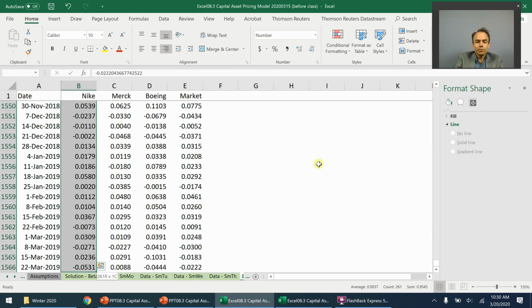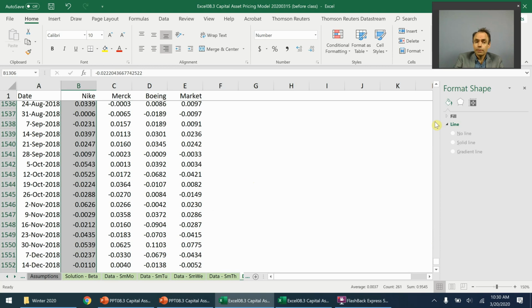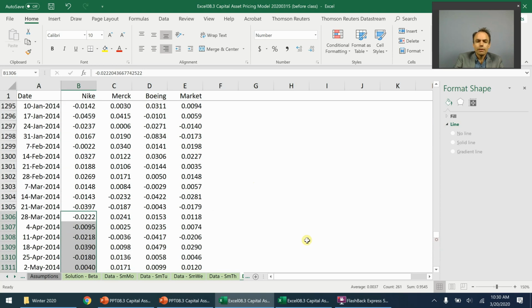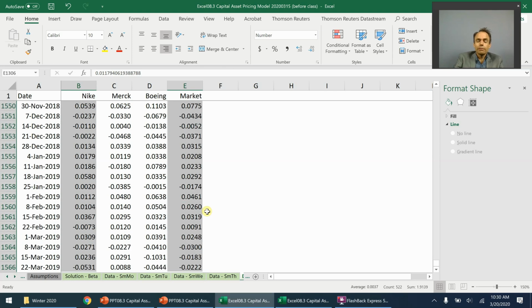Then I'm going to hold my finger on Control, and I'm going to highlight the market cells, again by doing Control-Shift-Down. So you can see, taking my hands off the keyboard, that I have now highlighted two columns. I want to do a regression of stock returns on market returns. So my stock returns for Nike are going to be the dependent variable, the Y variable, and my market returns are going to be in column E.